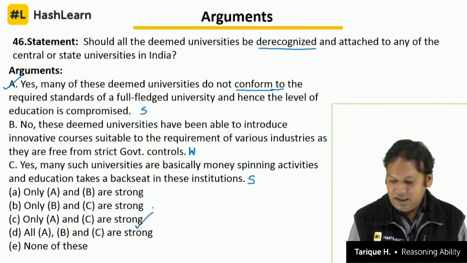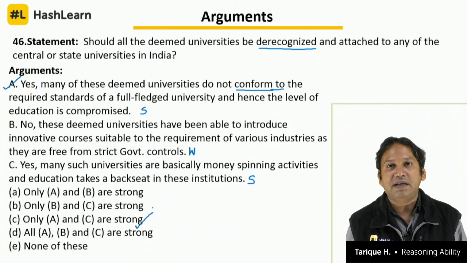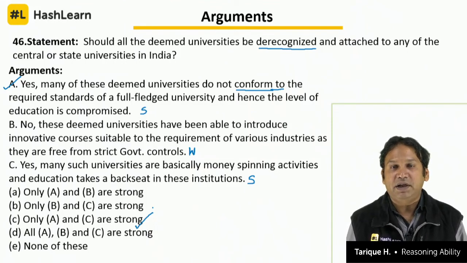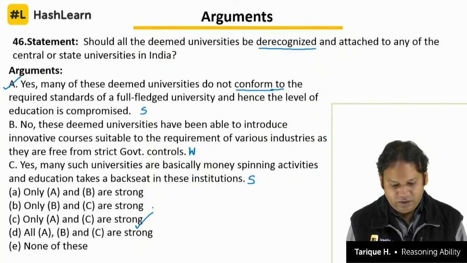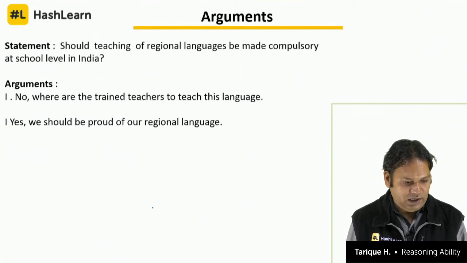Now B is a good argument, but it is slightly going out of the scope of the discussion by bringing in various industries, and also we have to understand why it is that we cannot have the same thing in a central or state university also. All right. Next we will look at the statement here.